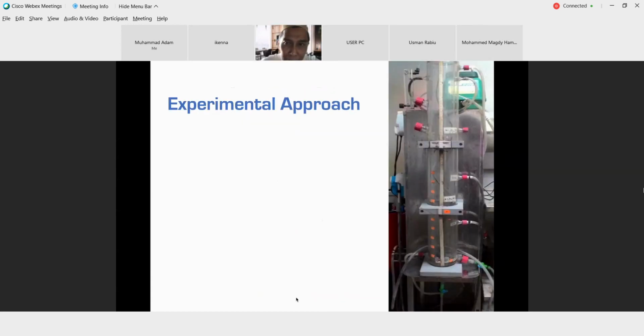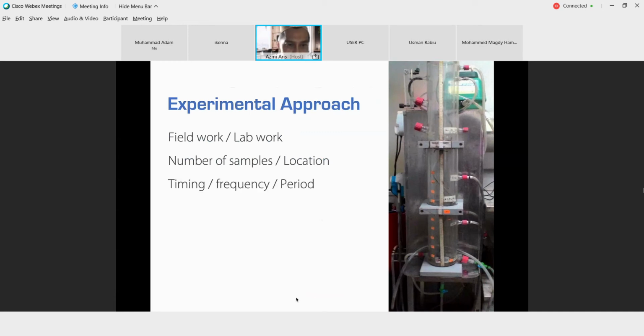If you are working on experimental approach, okay, this is, for example, an example of my student's reactor, can be fieldwork or lab work. So you need to know the number of samples that you need to take, the location of samples that you need to take, when you need to take, how frequent you need to take, how long you should take the sample. So these are all things that need to be considered before starting anything.